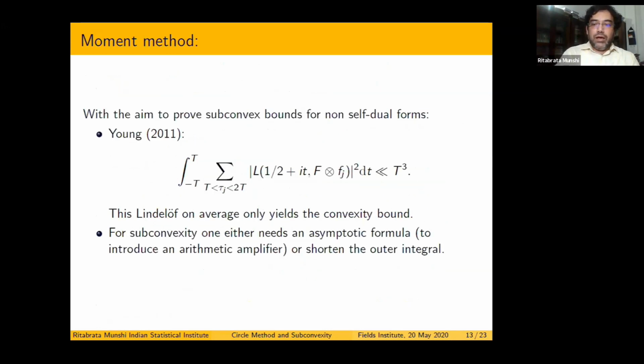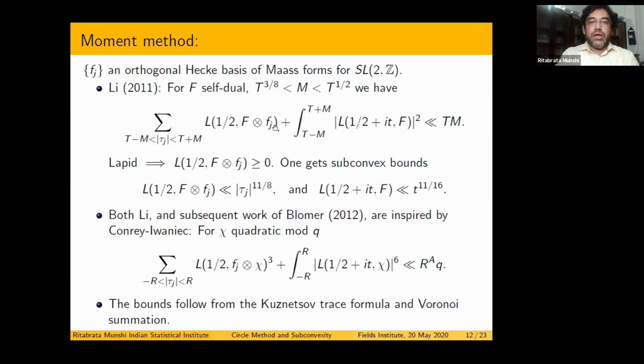The main ingredients in these results are the Kuznetsov-Petersson formula and the Voronoi summation formula. But as I mentioned, you need to stick to symmetric square to have non-negativity of the central value. Once you go to non-self-dual, there are no non-negativity results. You do not expect them to be non-negative. So such a computation of the first moment will not help you give anything about the bounds for individual functions.